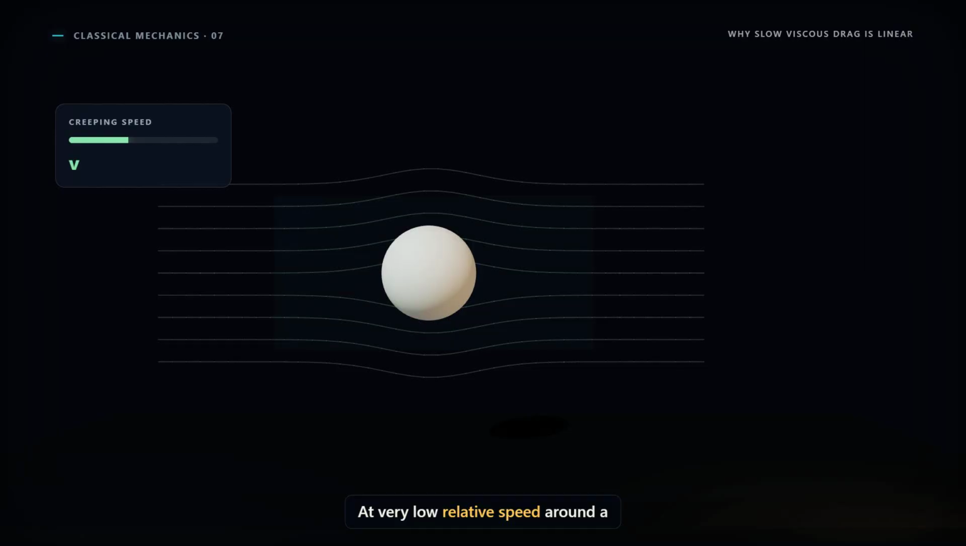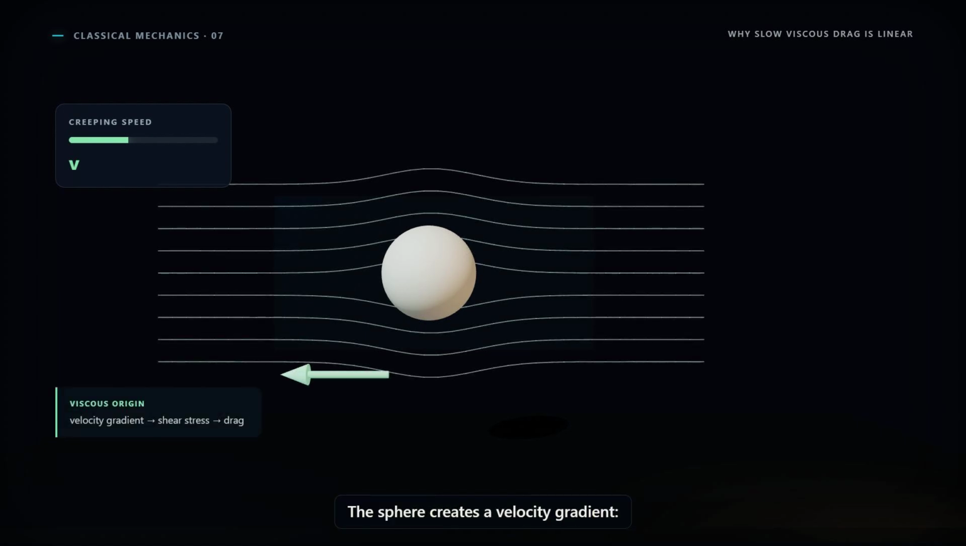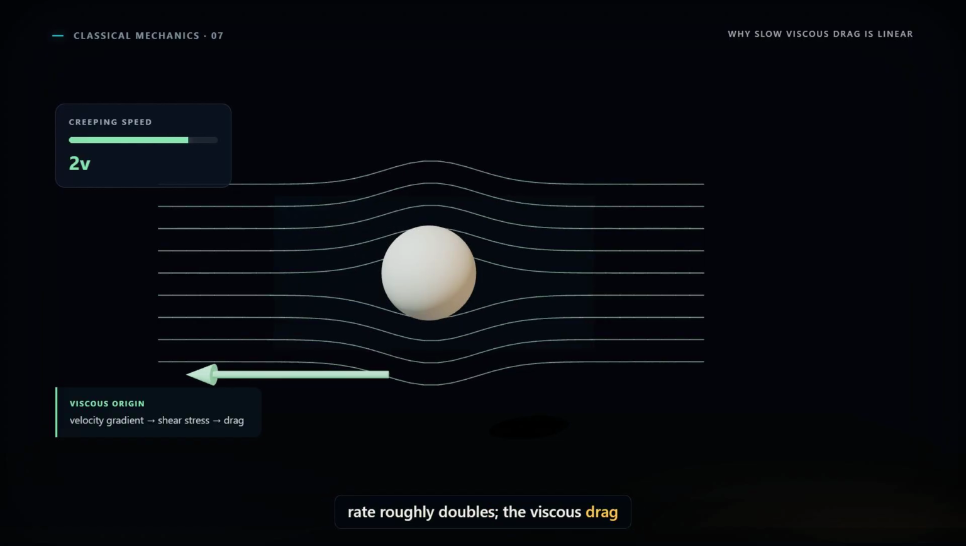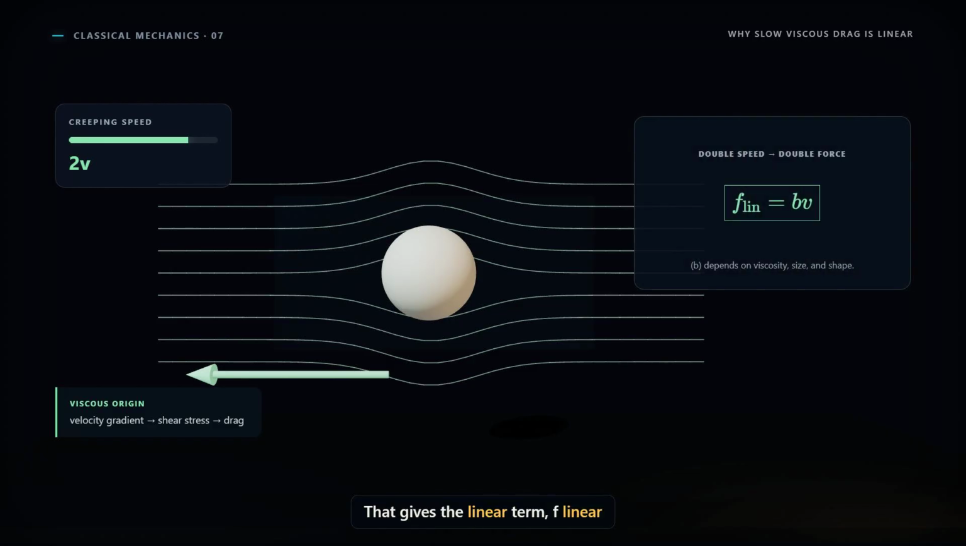At very low relative speed around a small sphere, the fluid rearranges smoothly. The sphere creates a velocity gradient. Fluid near its surface moves differently from fluid farther away, so viscosity transmits shear through the surrounding layers. Double the creeping speed and the shear rate roughly doubles. The viscous drag doubles too. That gives the linear term, F linear equals BV. Here B is an effective coefficient. It depends on the medium's viscosity and on the object's size and shape. In the special Stokes flow limit for a sphere, B equals 6 pi mu r. That formula has strict assumptions. The big idea is the linear scaling and its viscous origin.